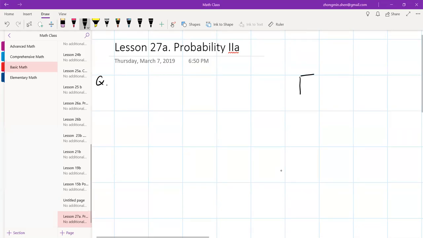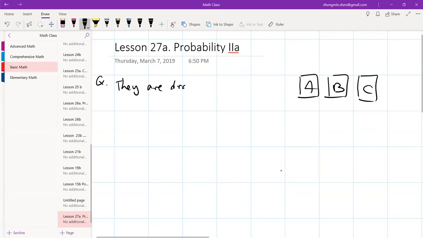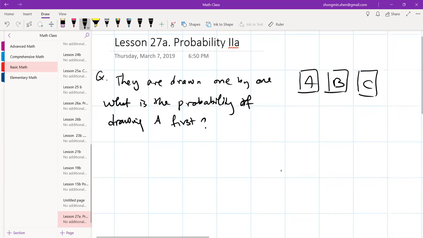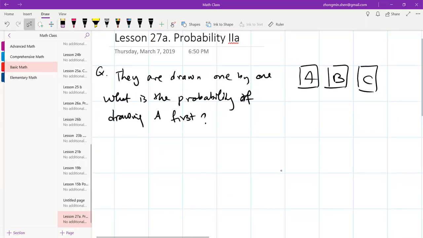So I have three identical pieces of paper, and the labels are A, B, C, okay? They are drawn one by one, at random. So what is the probability that the first one is A? Right, to solve this problem, probably you got the answer already, just one third, right?